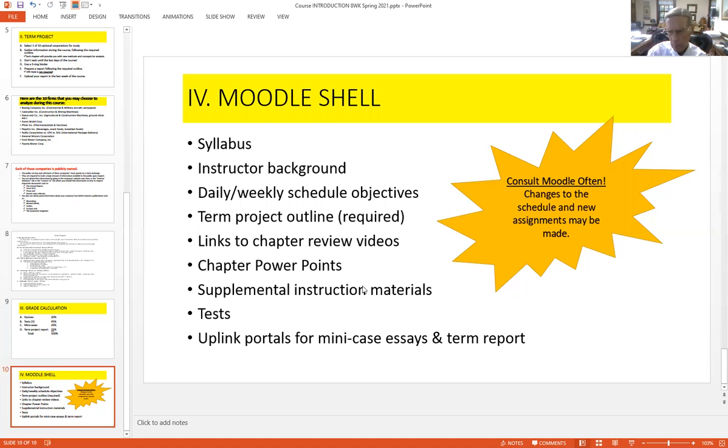So on your Moodle shell, if you haven't already looked, there's a syllabus for the course, and that syllabus may have some minor differences between what I just told you regarding what you need to do in this course, because what I've just told you has adapted the course contents and what we're going to be doing in the course to respond to the fact that this is just an 8-week course, number one.